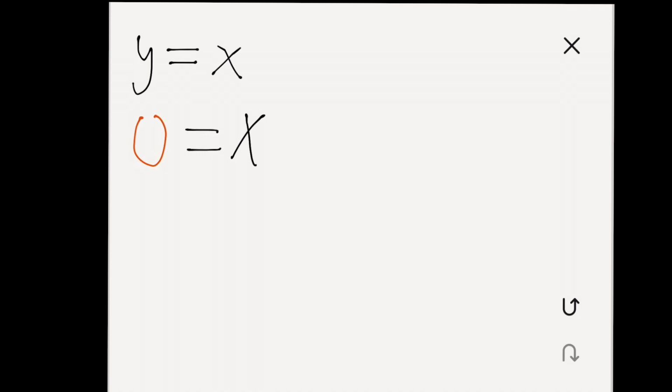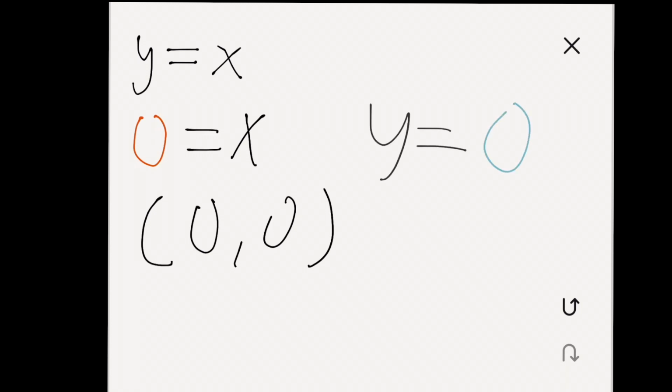Now, let's take the function y equals x. Take a moment to think of what the intercepts would be for this function. Remember what I said? The x-intercept is the value of x when y is 0. So if you plug in 0 for y, 0 equals x, you would get the x-intercept as (0, 0). And you do the same to find the y-intercept. You plug in 0 for x, so you get y equals 0. And the y-intercept would also be (0, 0).